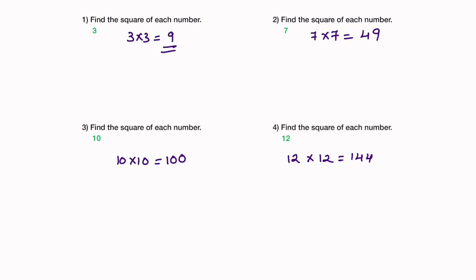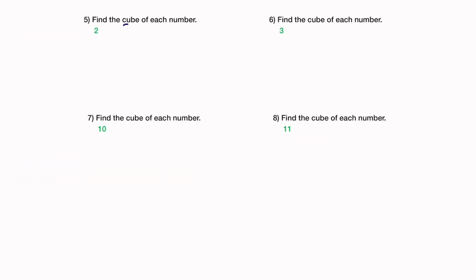So square means the number is there twice, right? Like 3 times 3. So 3 is 2 times over there, right? Like twice. 7 times 7. So that's how you find the square. Now here we are going to find cube.